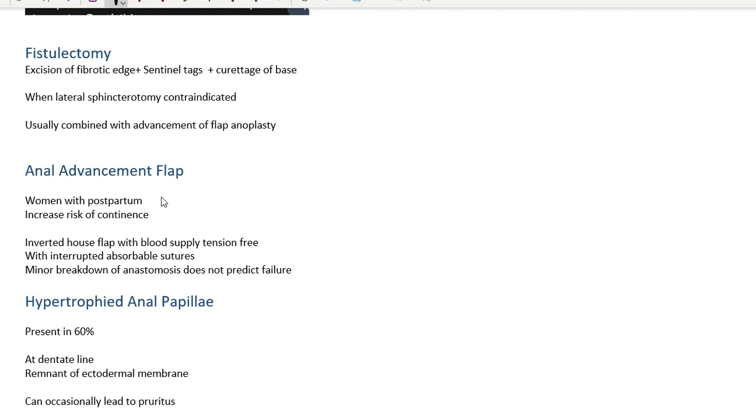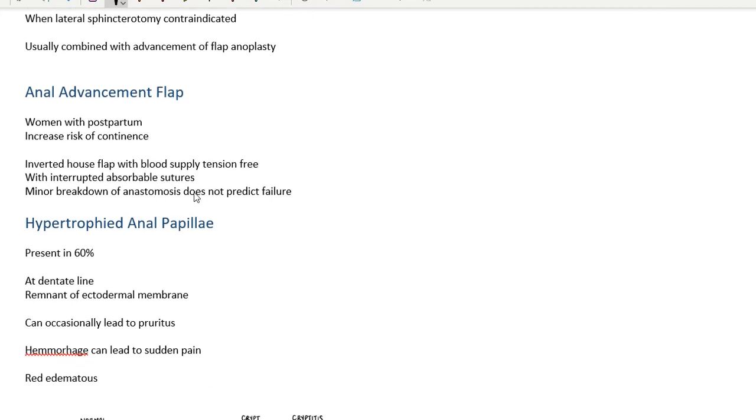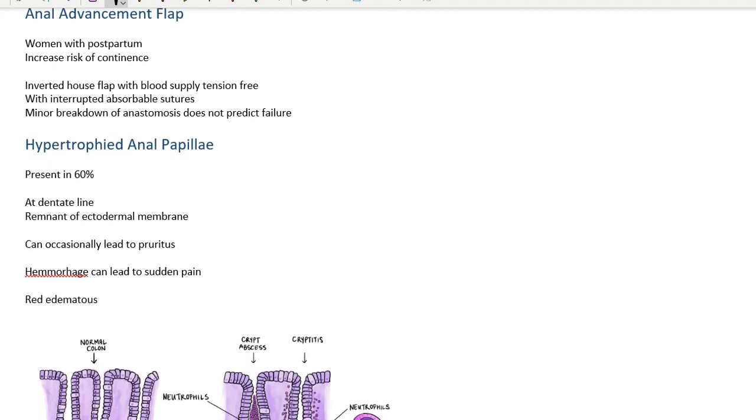And the anal advancement flap is usually performed in women with postpartum status, or women who have a risk of incontinence or decreased anal tone, and you're going to perform an inverted house flap. For example, this is a house, there's a very good picture in Bailey, you can watch that. And you're going to place that flap with absorbable sutures, and the blood supply is usually taken with the flap. And if a minor breakdown happens at any one point, it does not usually predict failure of the flap.